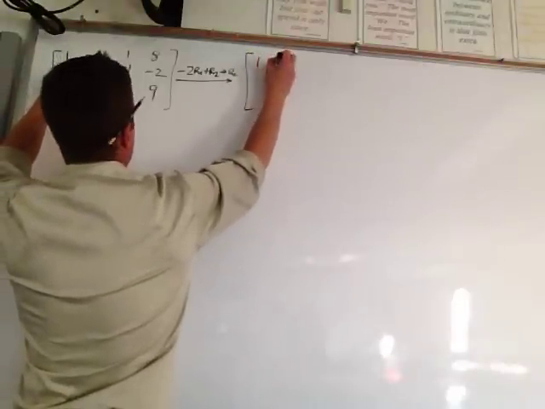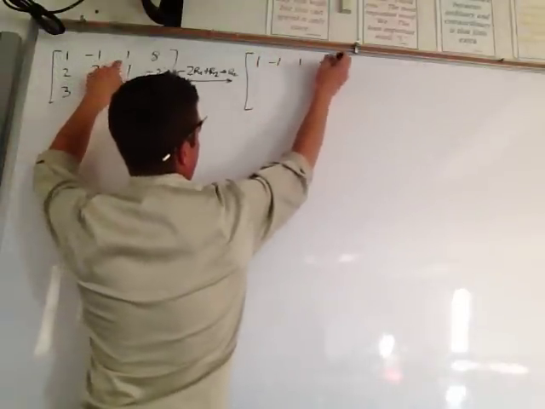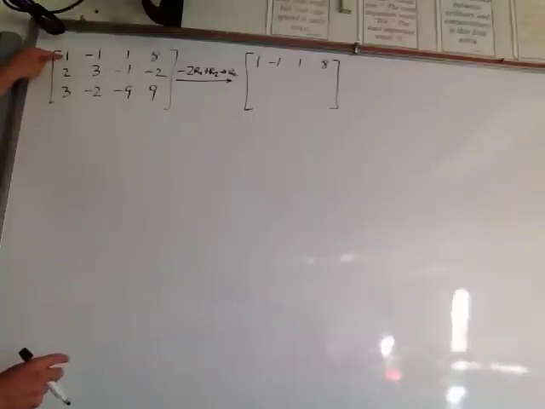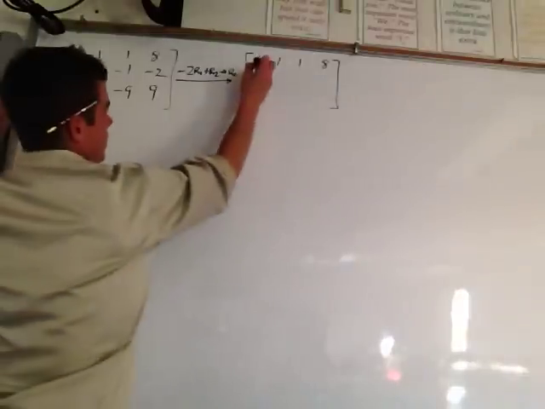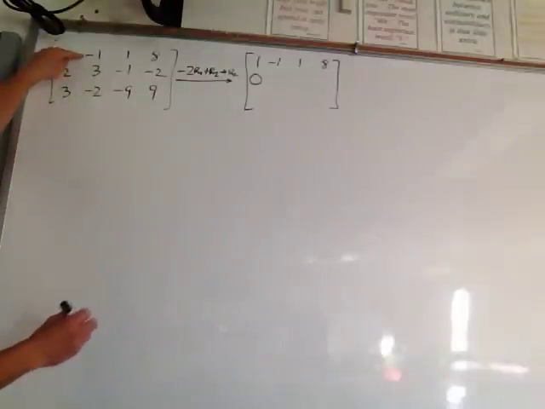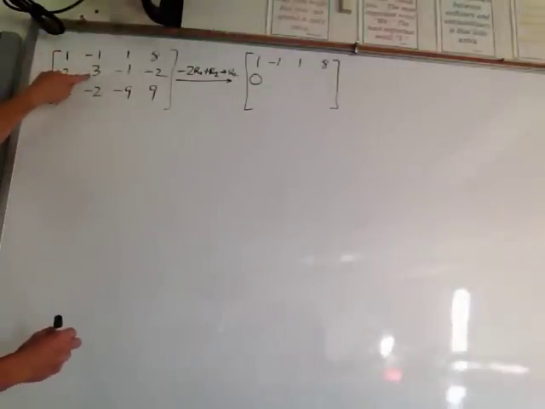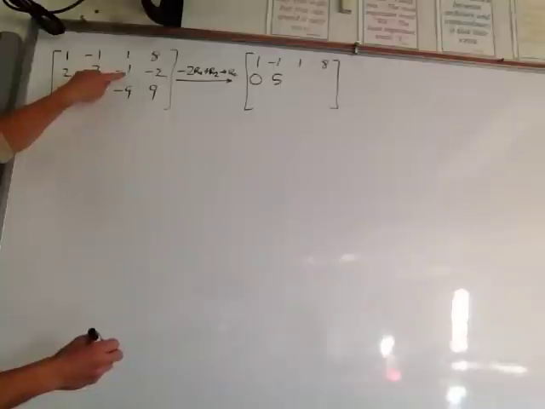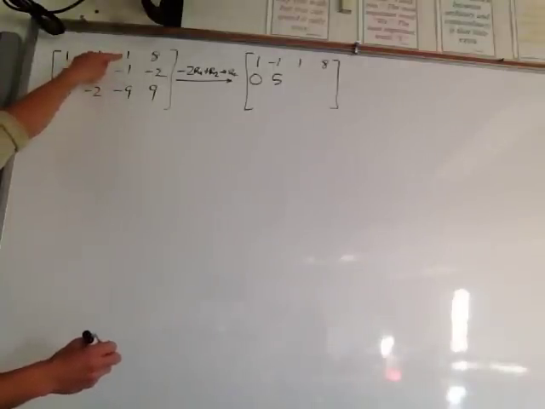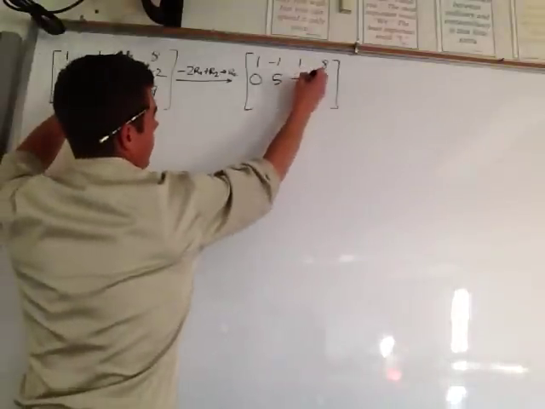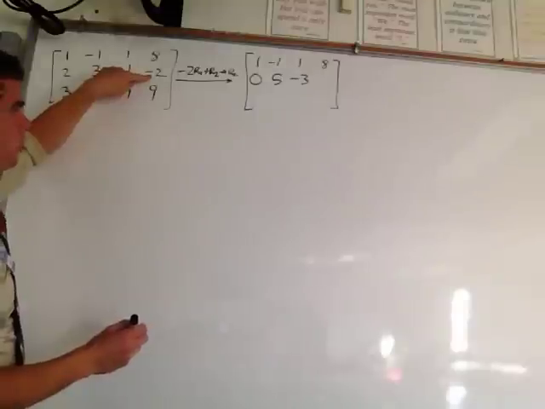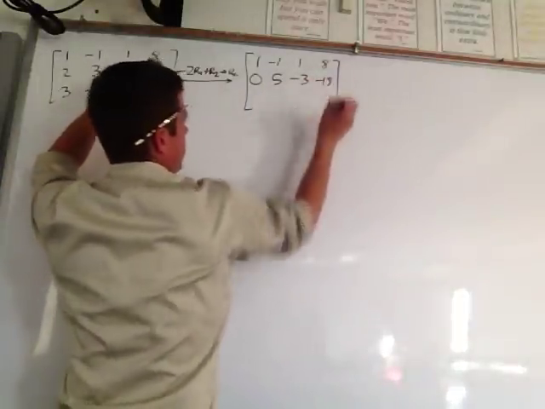1, negative 1, 1, 8. Row 2 now becomes negative 2 times 1 is negative 2, plus 2 is 0. Negative 2 times negative 1 is 2, plus 3 is 5. Negative 2 times 1 is negative 2, plus negative 1 is negative 3. Negative 2 times 8 is negative 16, plus negative 2 is negative 18.